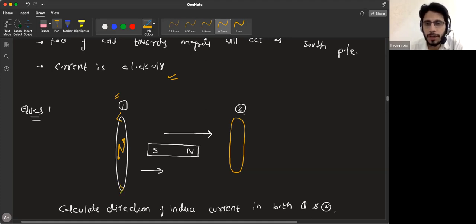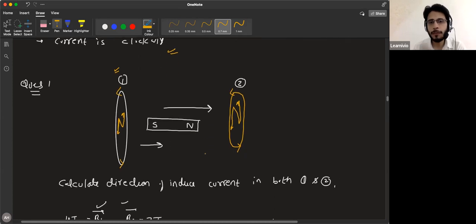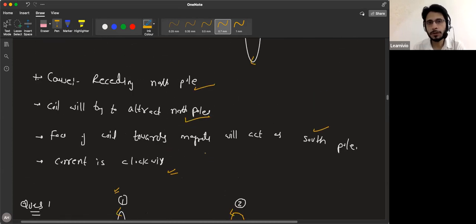Yashika, what will this second coil try? It will try to oppose. So how will it oppose this magnet? Sir, by repelling it. Repelling the north pole. To repel the north pole, which pole do you need? North pole. So the direction of current will be anti-clockwise. So these were the type 1 questions on Lenz law. Just note it down.